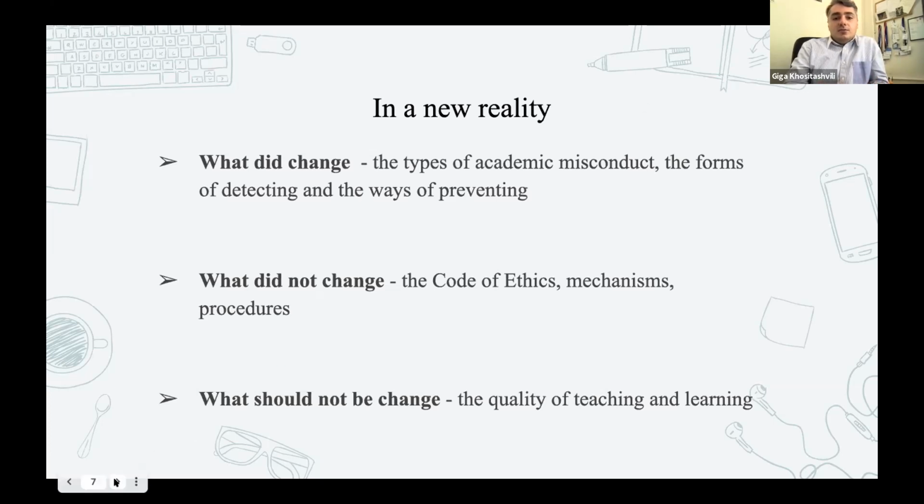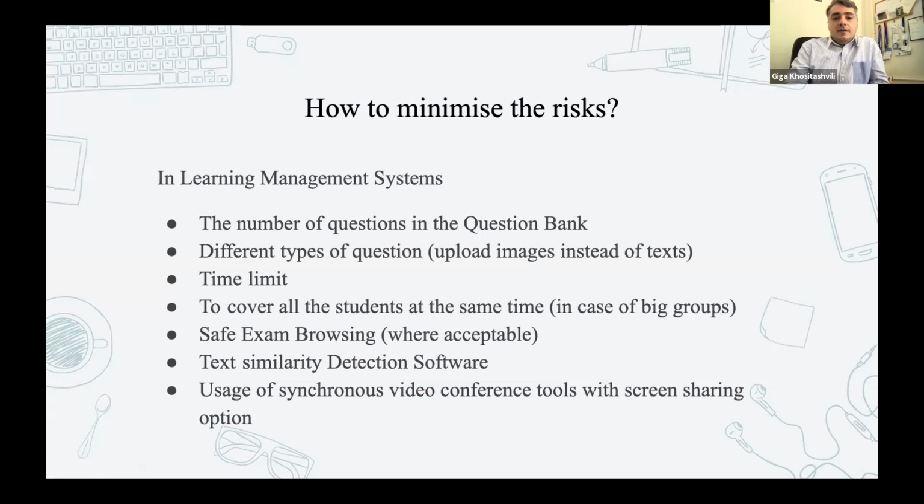And for this reason, I will try to quickly comment on how to minimize the risk. My colleagues mentioned this in previous presentations, and I will just briefly comment on this. We are also using the learning management system Moodle at ICU, and here are some solutions to the above mentioned problems that we have found so far.